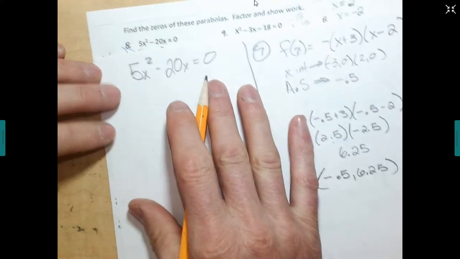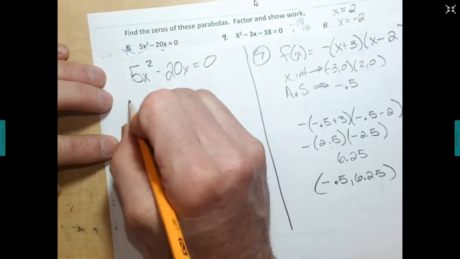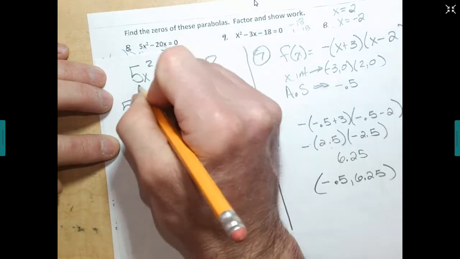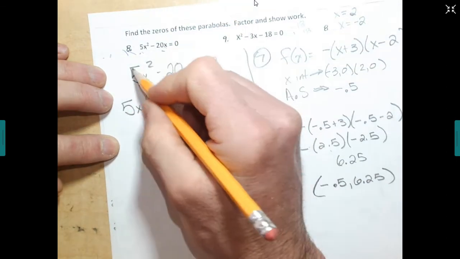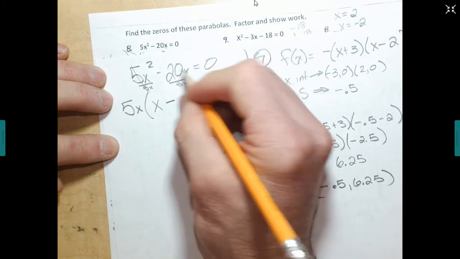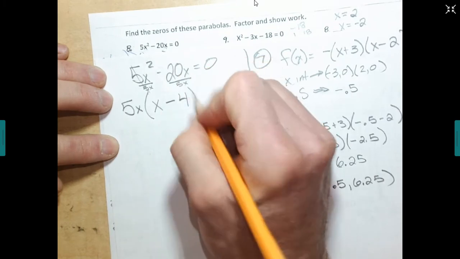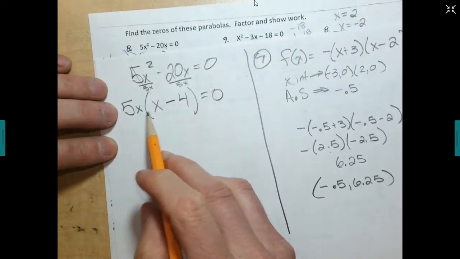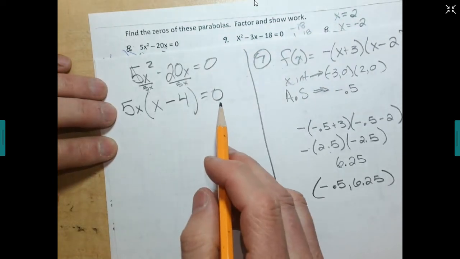So let's pull out a 5x. And so that's divided by 5x. One of those is gone, so I'm left with x. Divided by 5x, that's 4. The x's cancel out. So there we have 5x times x minus 4 equals 0.